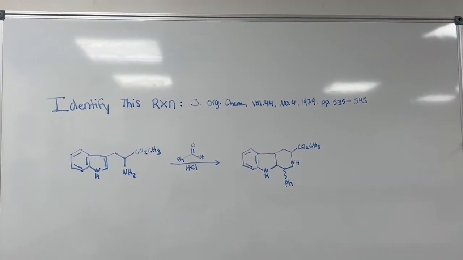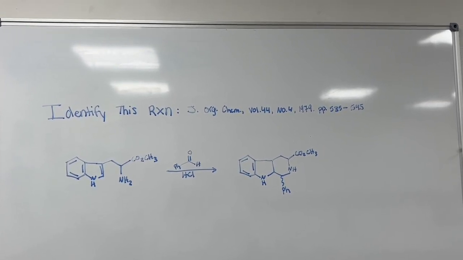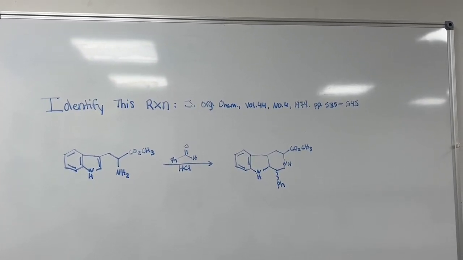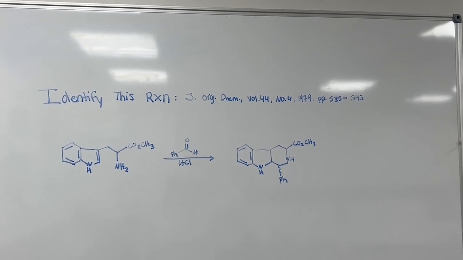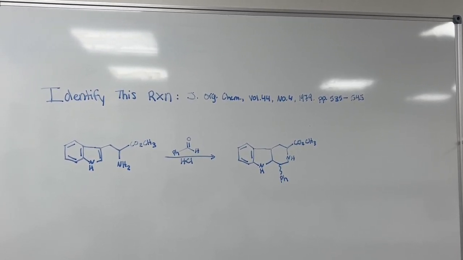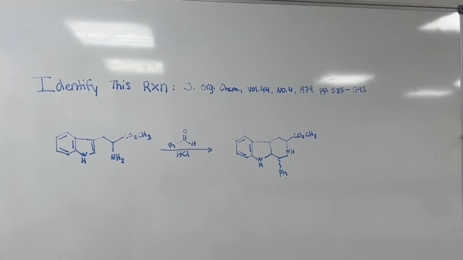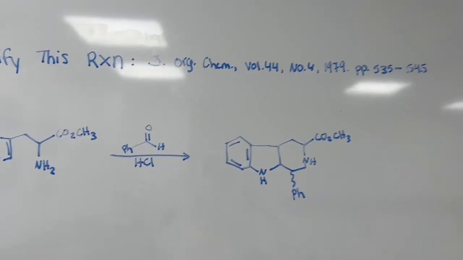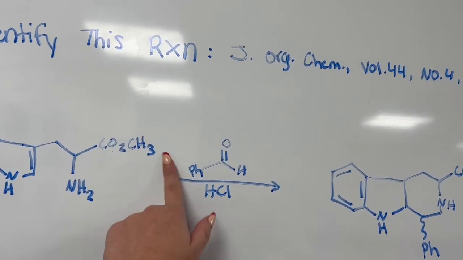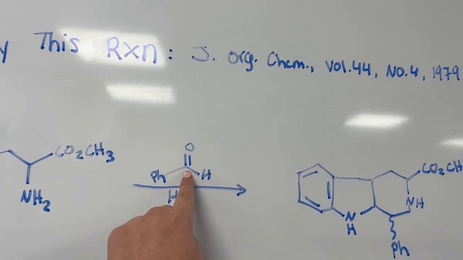Now that I have gone over both the Bischler-Napieralski and the Pictet-Spengler reaction, are you guys able to name this reaction? You can pause the video to look at it, but the answer is it is a Pictet-Spengler reaction. A quick way to tell is that there is an R group coming off of the alpha carbon, and also there is a carbonyl reagent in it.